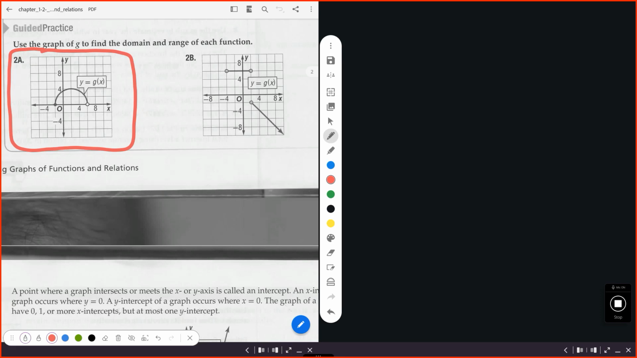Here, I'm going to work on 2A. Finding domain and range will be on your test. Say I give you this graph, the graph you see here on 2A, it's boxed in red.